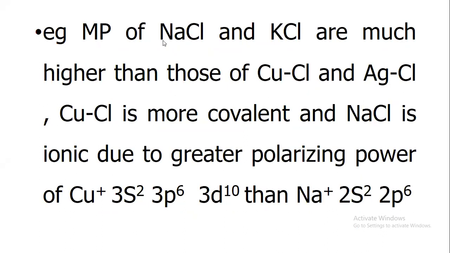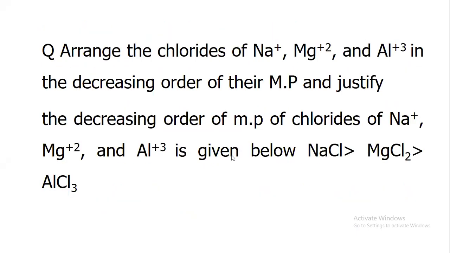For example, the melting points of sodium chloride and potassium chloride are much higher than those of copper chloride and silver chloride. Copper chloride is more covalent and sodium chloride is more ionic due to greater polarizing power. Copper plus is 3s2 3p6 3d10, while sodium plus is 2s2 2p6.